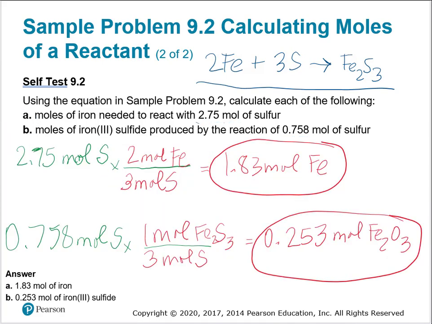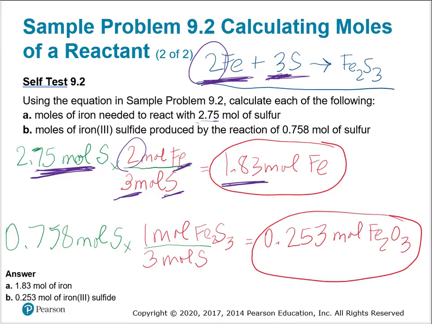Let's look at our final product. If I started with 2.75 moles of sulfur, I'm already at moles, so I can go right to my mole-to-mole ratio. And it wants to know how many moles of iron are needed to react with that sulfur. So I'm going from sulfur to iron, which is 3 moles of sulfur for 2 moles of iron. Should get 3 significant figures, 1.83 moles of iron.